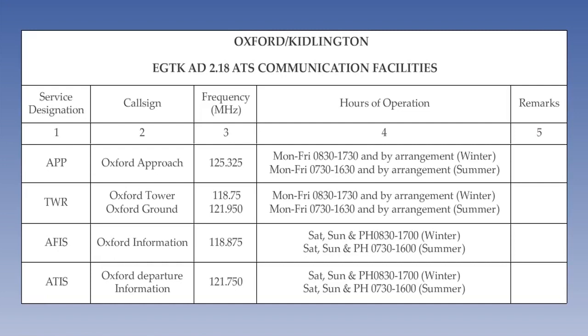Finally, we can look at the information contained in Part 3 of the AIP, which concerns aerodromes and includes aerodrome communications facilities. The airfield names are listed in alphabetical order, so that we can easily find the airfield in which we are interested. Using Oxford Kidlington as an example, column 1 gives the service designation, columns 2 and 3 give the call sign and frequency, and in column 4 are given the hours of operation.